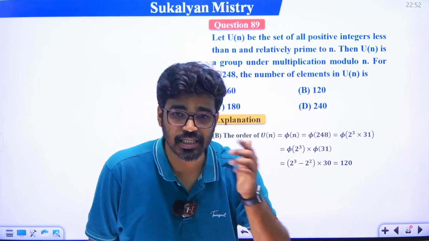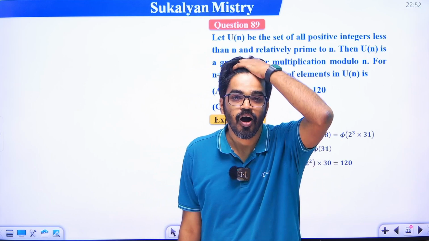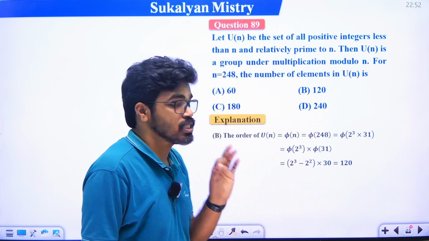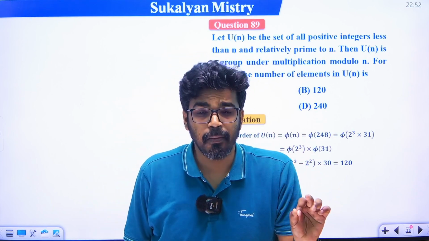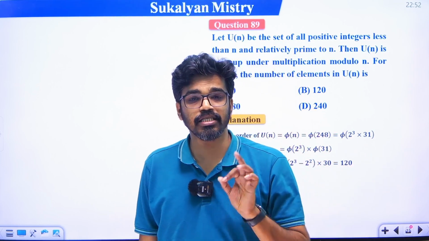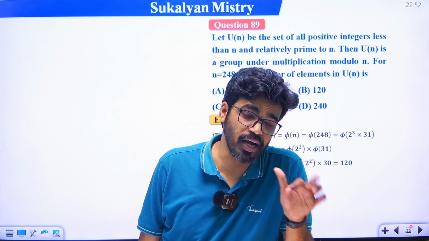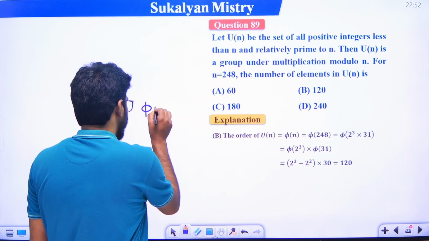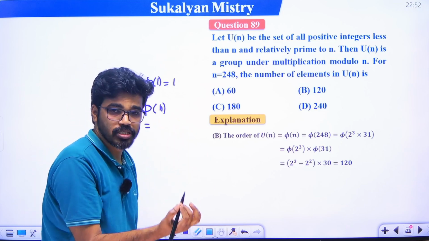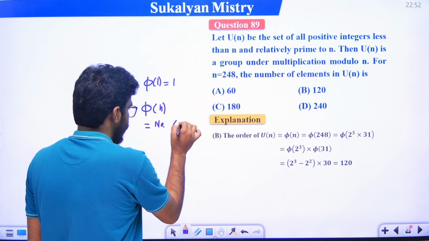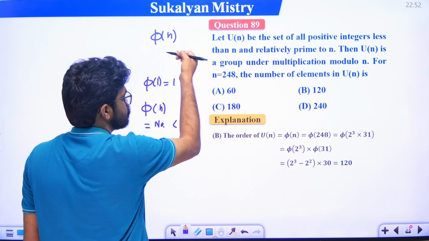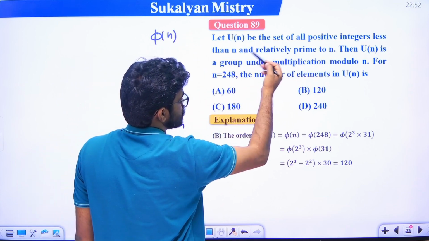This is related to Euler's phi function, right? Just recall the Euler's phi function. What is Euler's phi function? It is the number of positive integers less than n and prime to n. Phi n is defined such that phi 1 is 1, and phi n is the number of positive integers less than n and prime to n. So basically here U n, that is phi n, is the set of all positive integers less than n and prime to n.